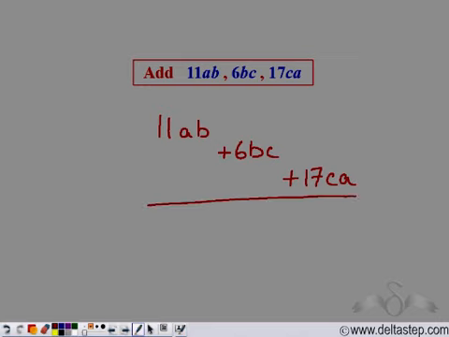And adding these three, we get 11AB plus 6BC plus 17CA. So this is what we get. There are no like terms, so we cannot simplify it further.